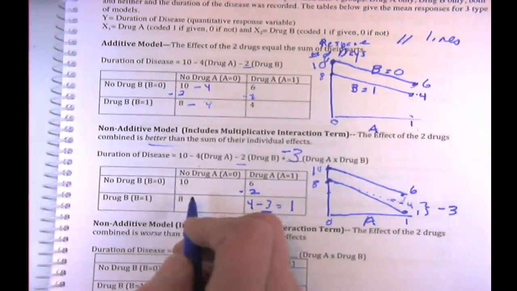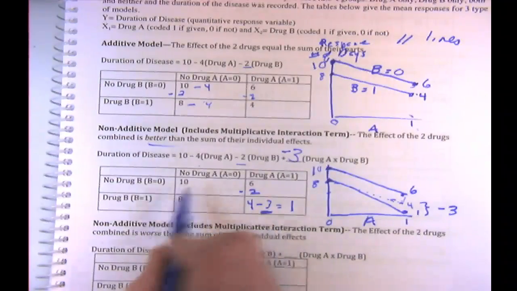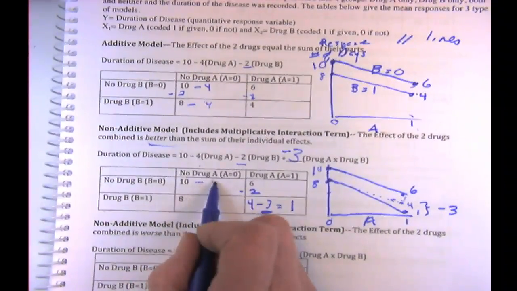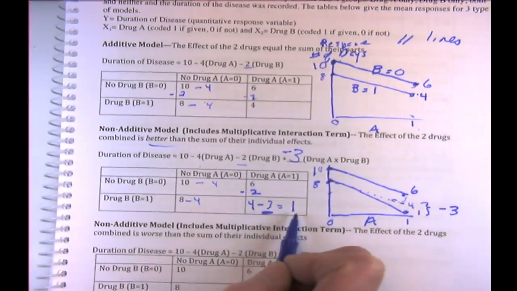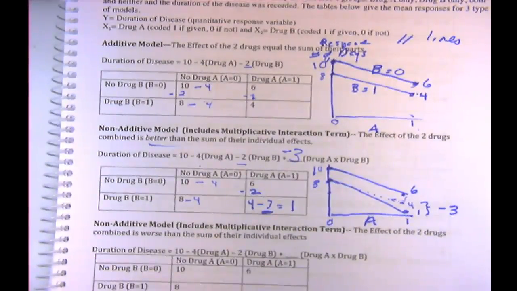Or you could look at it this way. Okay, so you could say, all right, 10 minus 4 equals 6. 8 minus 4 would have given you 4, but you have to go down another 3. Does that make sense?